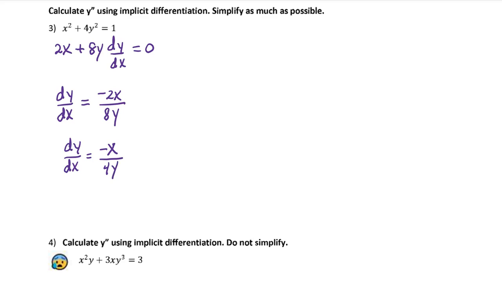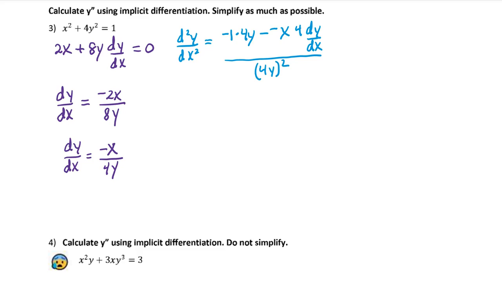And second derivative, d2y over dx2. All right, here we go. The derivative of the numerator, that's negative 1, times the denominator, that's 4y, minus the numerator, that's minus negative x, times the derivative of the denominator, which is going to be 4 dy/dx. Okay, so the 4 is going to stay there. That's going to be over 4y, and that 4y is now being squared.